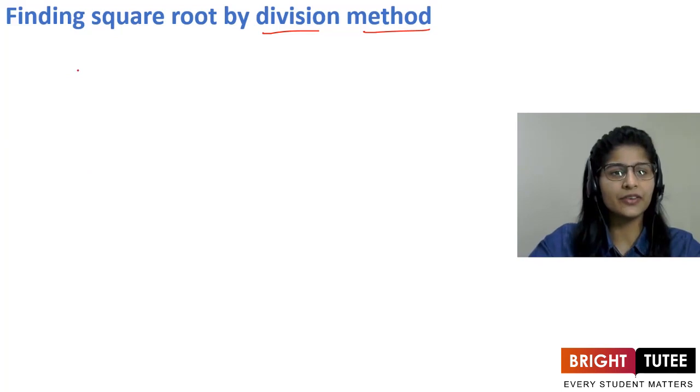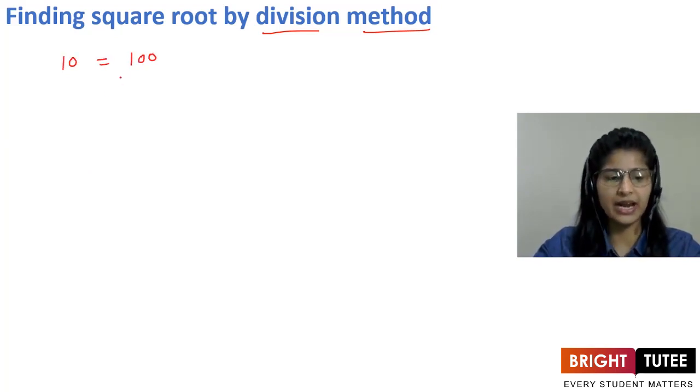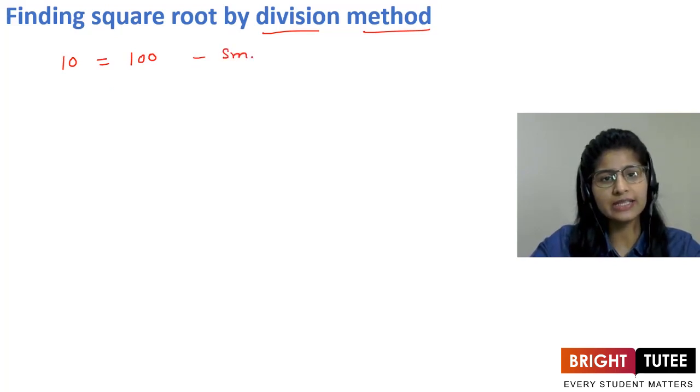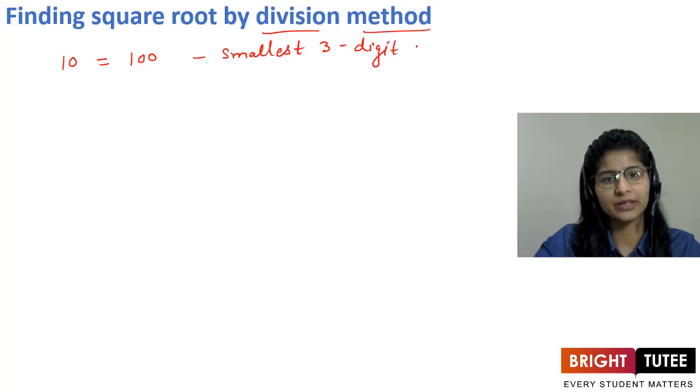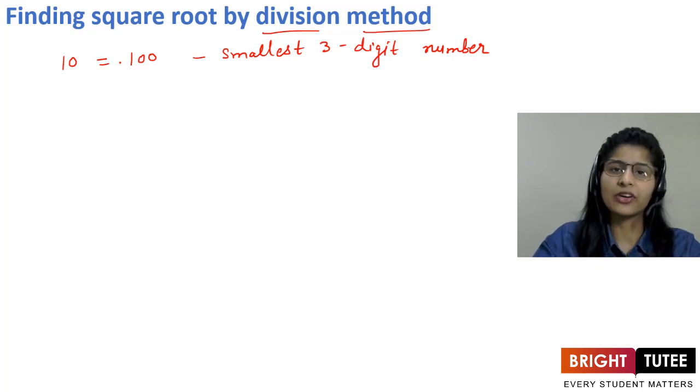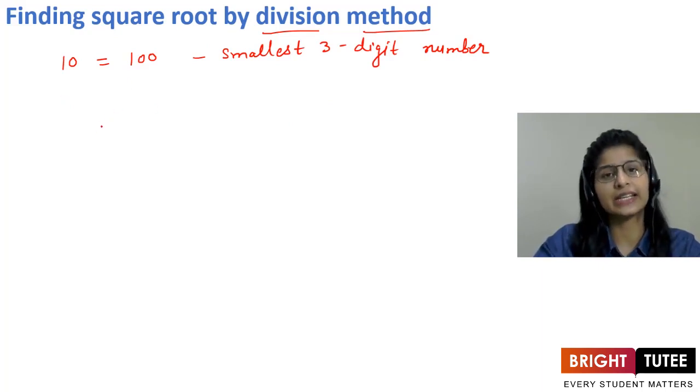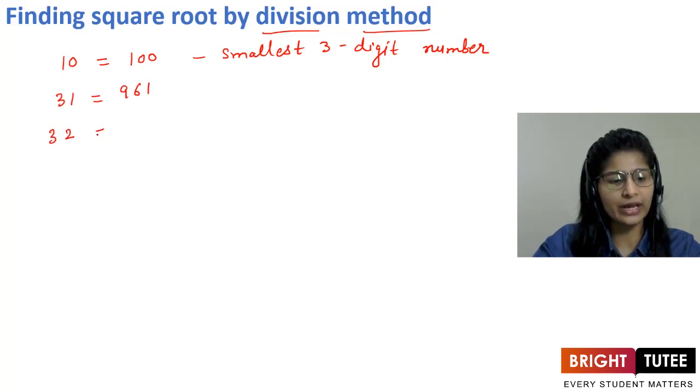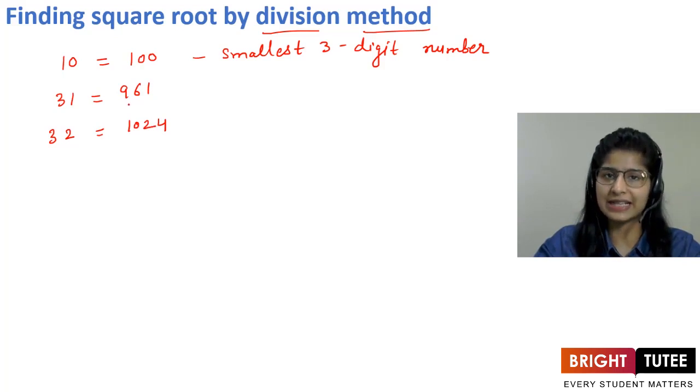Now just to see, if you think of 10, what is the square of it? 100, right? And it is the smallest 3-digit number, right? 100 is the smallest 3-digit number. Before it is 99, right, which is the greatest 2-digit number. Now we are going to take it for 31. 31 square we get 961. 32 square we get it as 1024, right? So 31 square is 961.